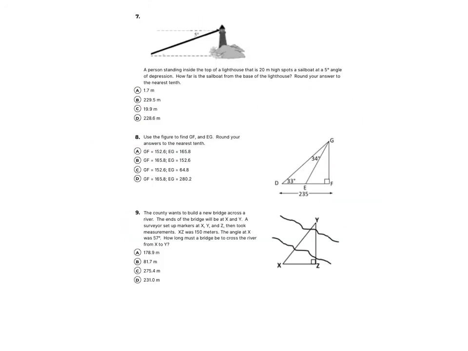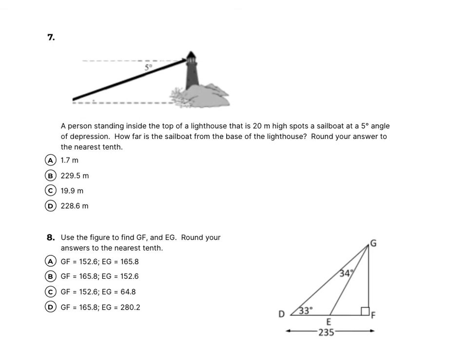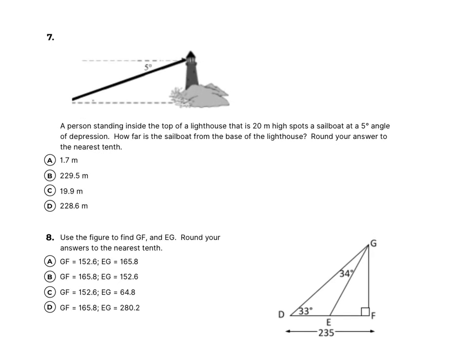Now let's move on to the next page, number 7. A person standing inside the top of a lighthouse is 20 meters high. So 20 meters high, so there is a height over here given. Spots a sailboat at a 5-degree angle of depression. How far is this sailboat from the base of the lighthouse? So they basically want the horizontal distance. So this is a right triangle, and that's what they want.